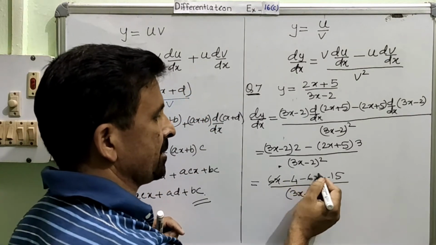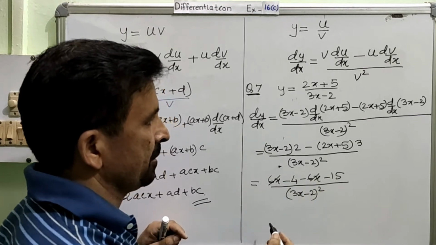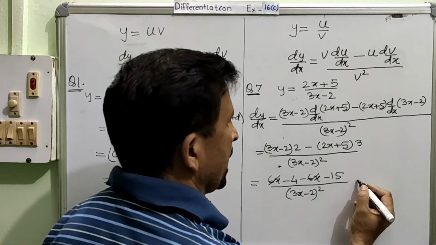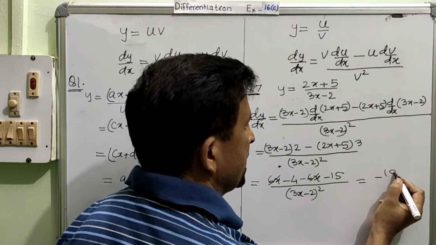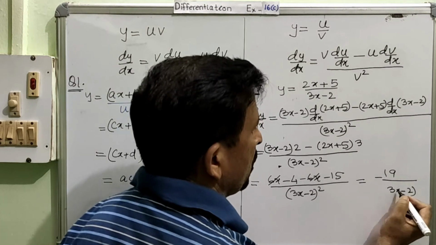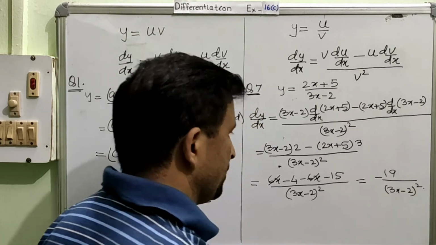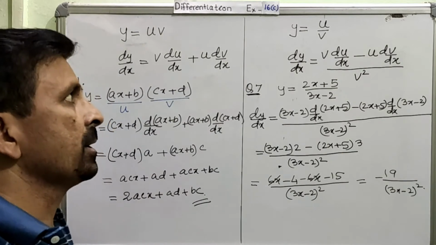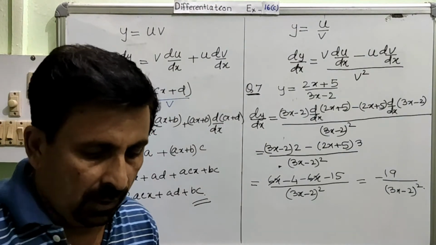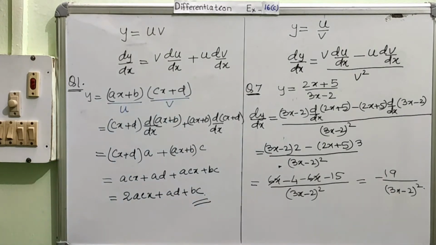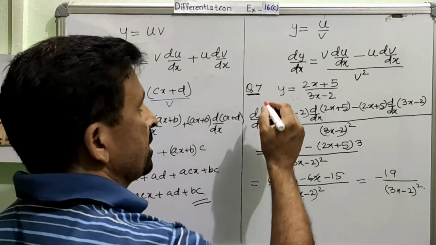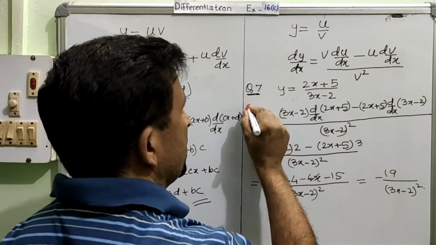Now 6x and minus 6x cancel, right? And this is minus 4 and then minus 15. Your answer will be minus 19 over (3x minus 2) whole square. So this was the introduction of quotient law. So now you have seen one question on quotient law and one question on product law. With this question, at least you have understood the rules.